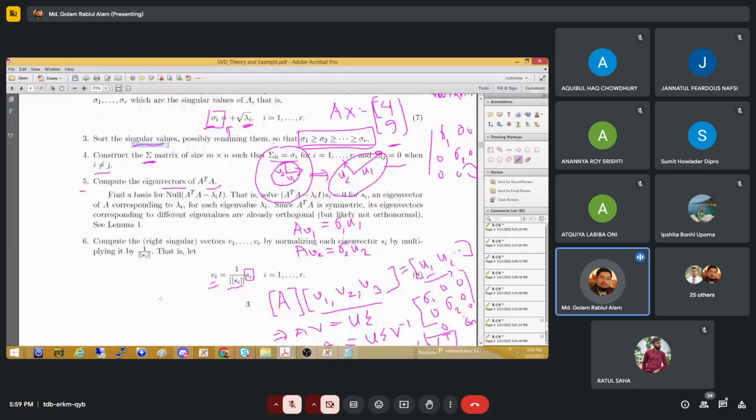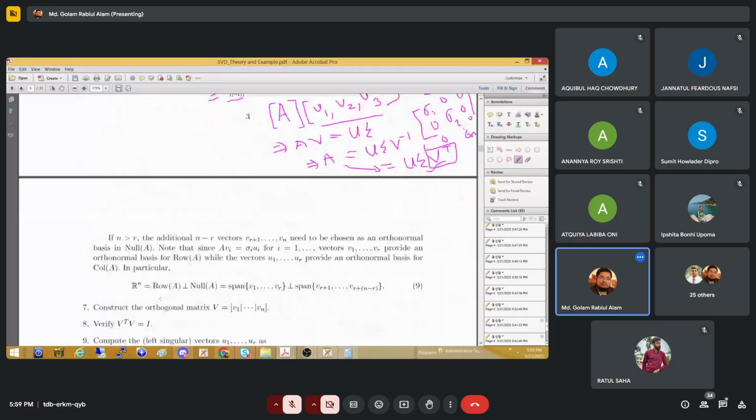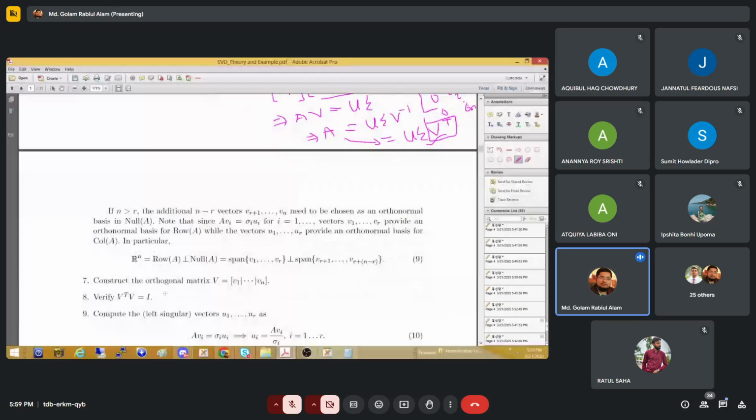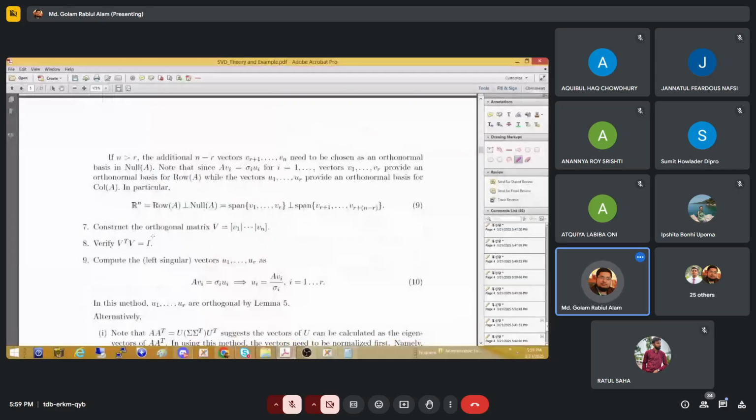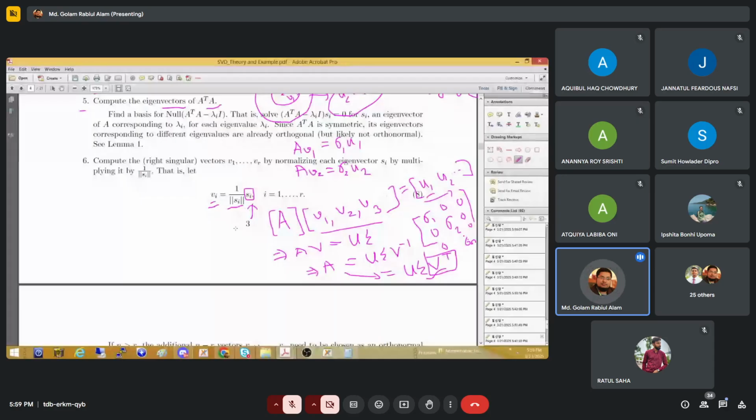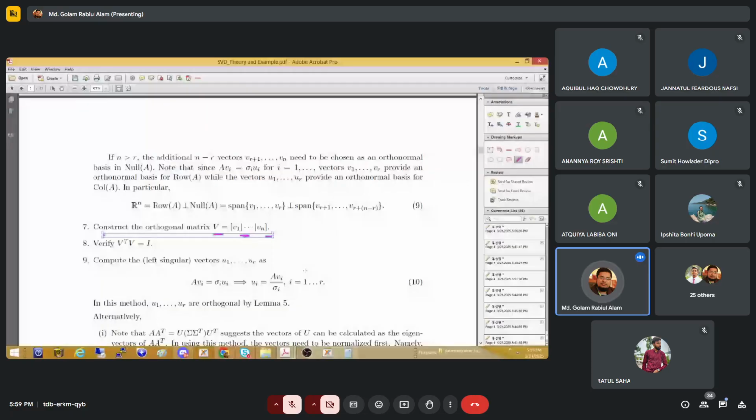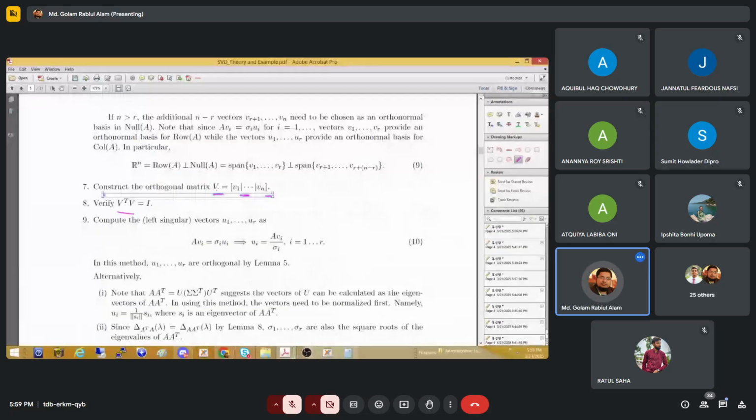Now the next thing is, using that we have to construct the orthogonal matrix, that means V1, V2, up to Vn. Here we have already got Vi, V1, V2, V3 from our eigenvectors, and then we will calculate V. Once we have V, we have to verify whether the calculated V is actually orthogonal or not. If it is orthogonal, then V transpose V gives the identity matrix. This is just the testing case.